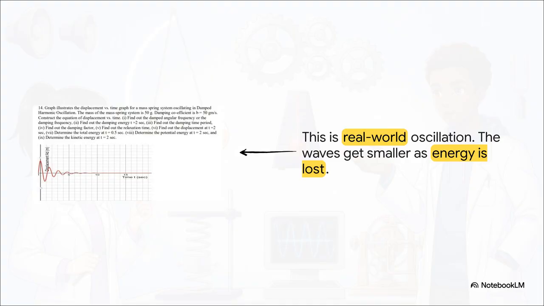And here's what that looks like on a graph. See the difference immediately? The wave starts out nice and strong, but with each swing, the peaks get lower and lower and lower. The amplitude is shrinking. This right here, this is the visual fingerprint of a system that's losing energy.